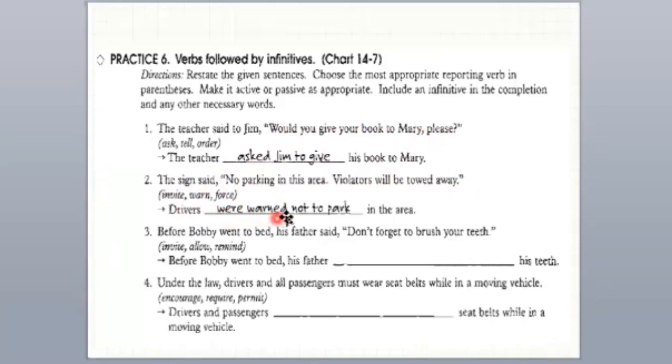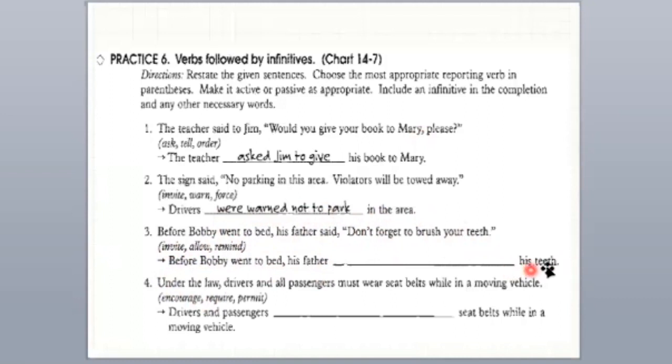Excuse me. Before Bobby went to bed, his father said, don't forget to brush your teeth, okay? So don't forget, what do we use here? Is it invite, invitation, or allow, or remind? Of course, this is reminding, okay? Before Bobby went to bed, his father reminded him to do something, okay? Reminded him to brush his teeth here, okay? His father reminded him to brush his teeth.